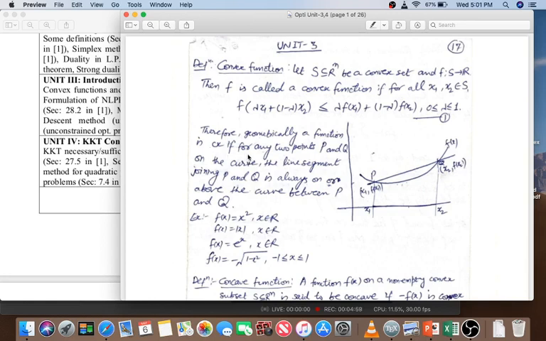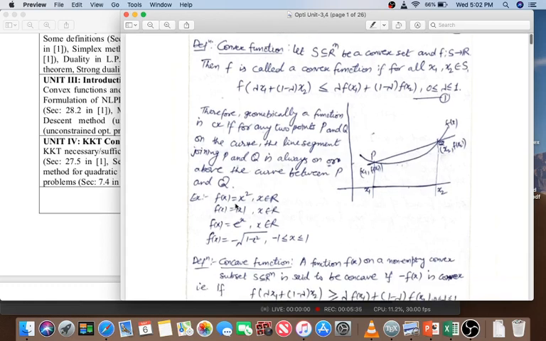Geometrically, a function is convex if for any 2 points P and Q on the curve, the line segment joining P and Q always lies on or above the curve between P and Q. You can see this is the line segment, it is always lying on or above the curve. This is the curve. So whenever you take any 2 points here geometrically, and whenever you join these 2 points by any line segment, this line segment should always come above the curve.